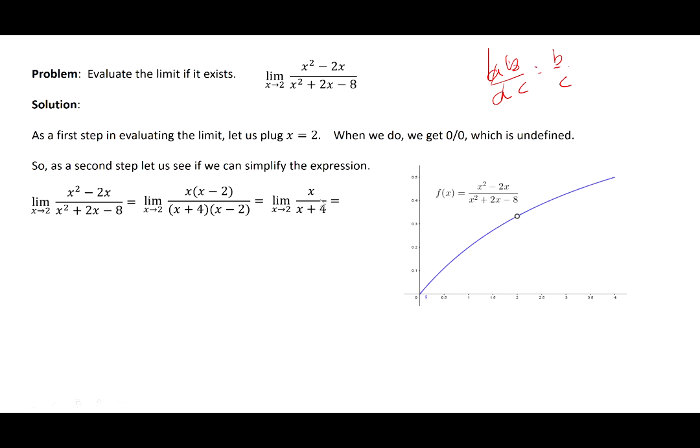How does the graph of x over x plus 4 look? Let me repeat that. Pay attention to that question, please. The graph of the original one looks like this, and it has a hole in it at x equals 2. How does the graph of x over x plus 4 look? It's the same graph, but there won't be any hole. Exact same everywhere else. Except where that hole is, it just continues that same trend. That's the difference between the two.